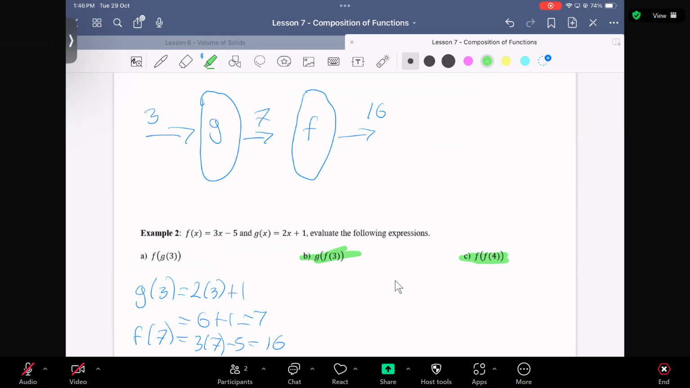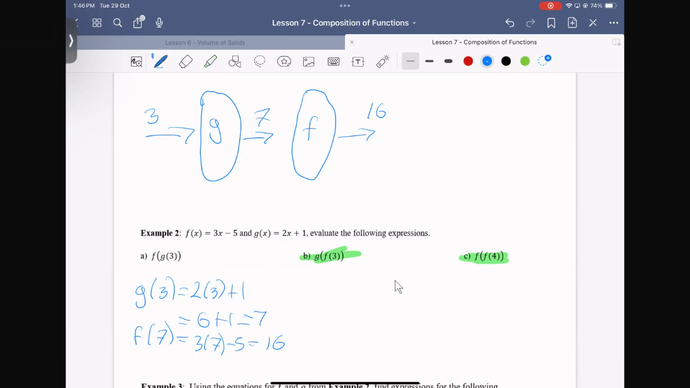All right, have a look at our answers here. So for B, we need to find f of 3, which is going to be 3 times 3 minus 5. So 9 minus 5 is 4. So then we find g of 4, and that's 2 times 4 plus 1. That's 9. So g of f of 3 is 9.